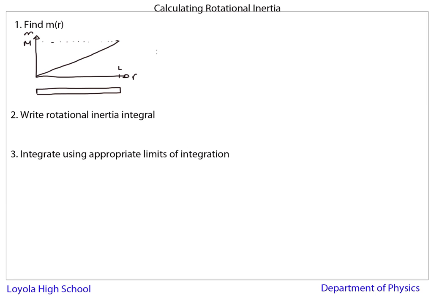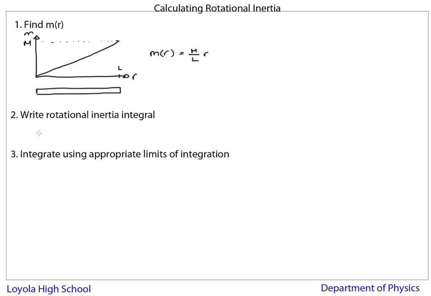So the equation m as a function of r is linear, so it looks like y equals mx plus b. So the slope times r, and the intercept is 0. So that's step one: find an equation for the mass as a function of r. This is pretty straightforward.